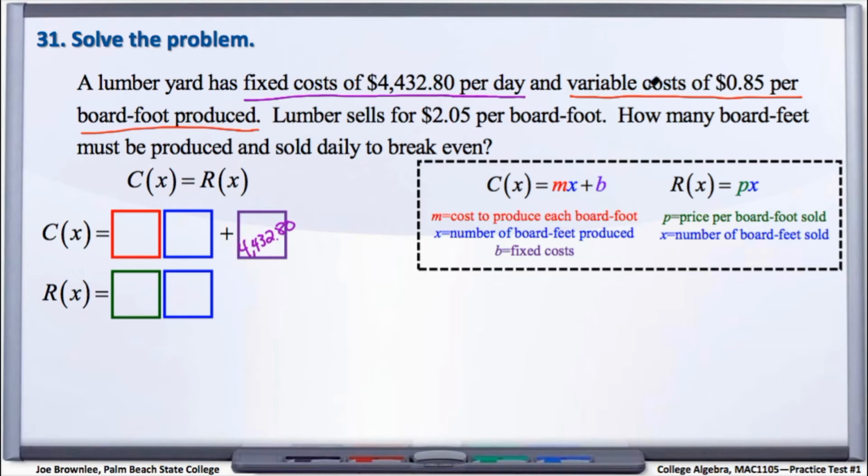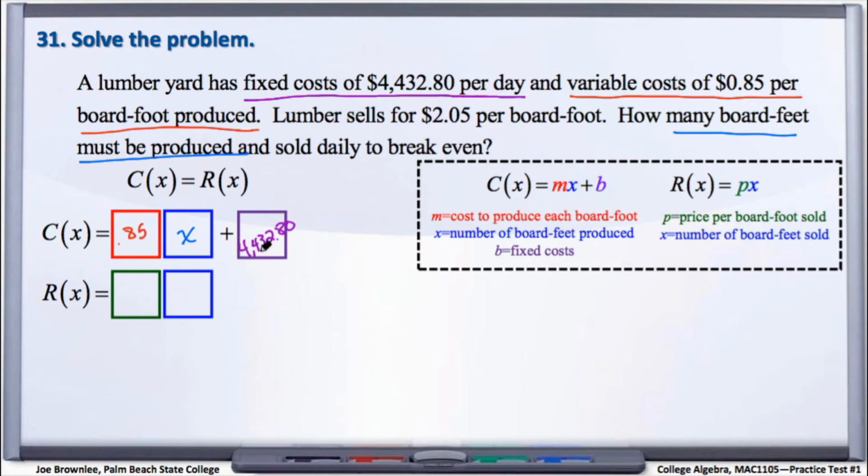Variable costs is just another way of saying how much does it cost for every board foot that we produce. And again, here in our cost function, that information is represented by m, the cost to produce each board foot. Well, that's 85 cents, so we'll put 0.85. And then x from the cost function is the number of board feet that we are going to be producing. Well, we don't know what that number is, right? That's what we're being asked. How many board feet must be produced? Well, we don't know just yet. That's what we're trying to find out, so we'll let that be x.